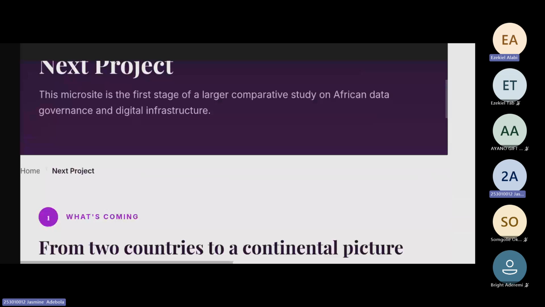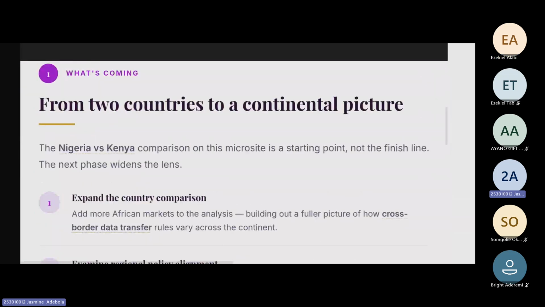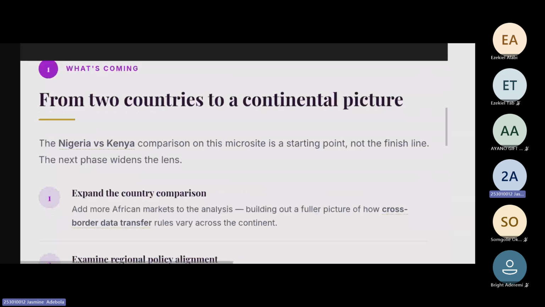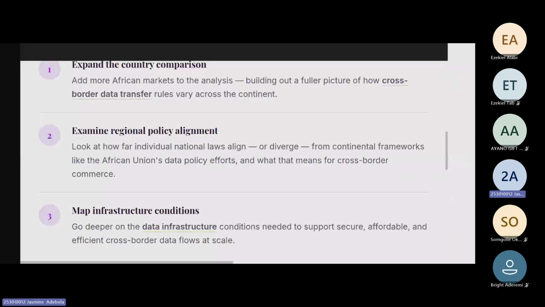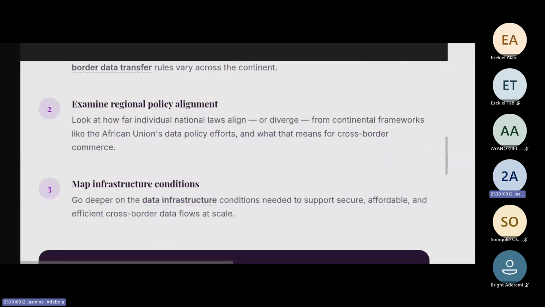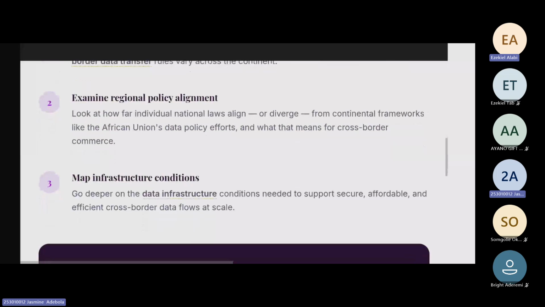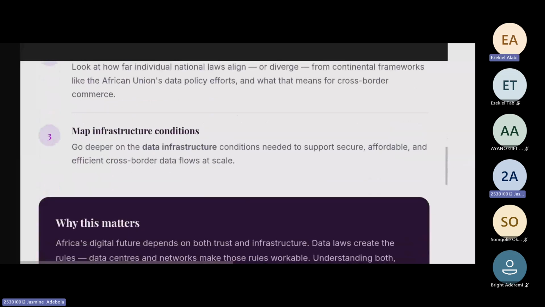So I'll expand the country comparison and add more African markets to the analysis, building out a fuller picture of how cross-border data transfer rules vary across the continent. Then I'll examine regional policy alignments. I'll look at how far individual national laws align or diverge from continental frameworks like the African Union's data policy efforts and what that means for cross-border commerce. And then I'll map infrastructure conditions. So I'll go deeper on data infrastructure conditions needed to support secure, affordable, and efficient cross-border data flows at scale.